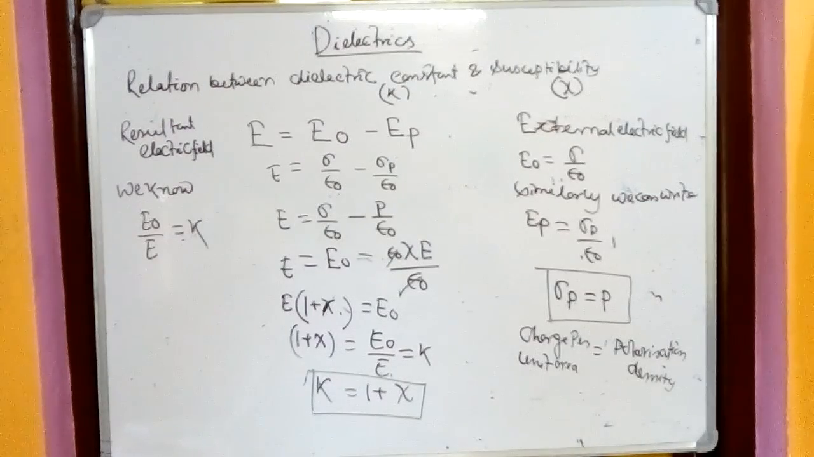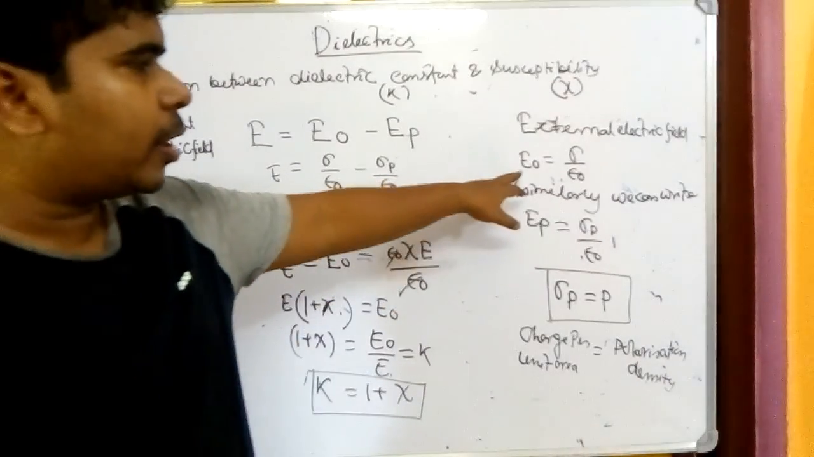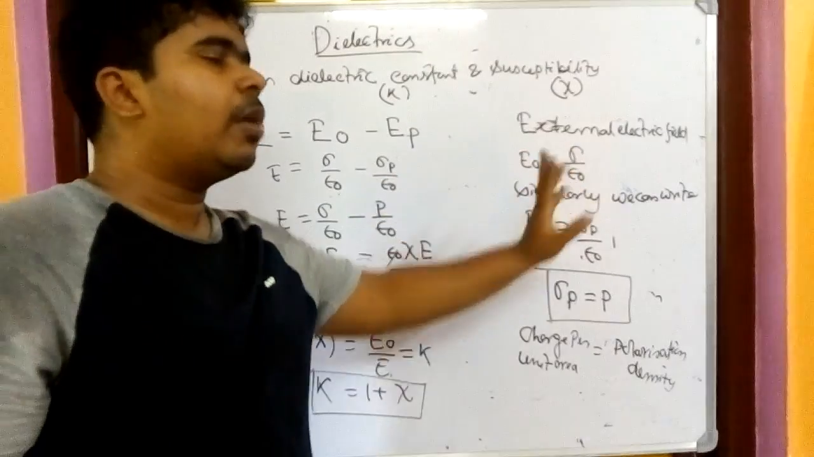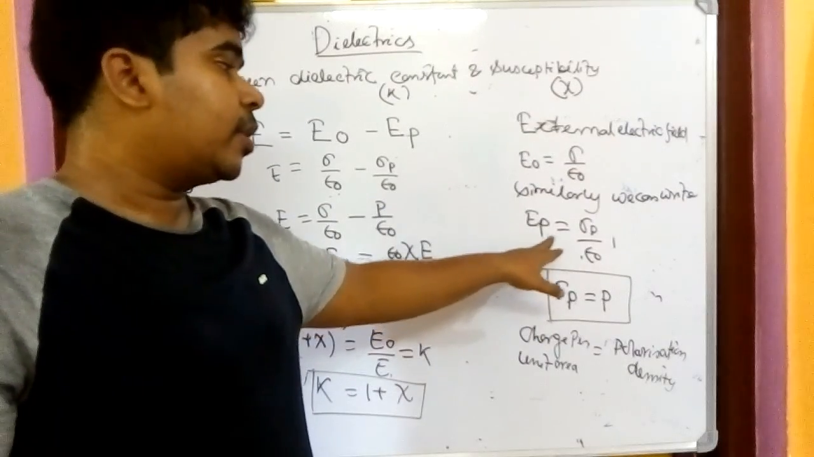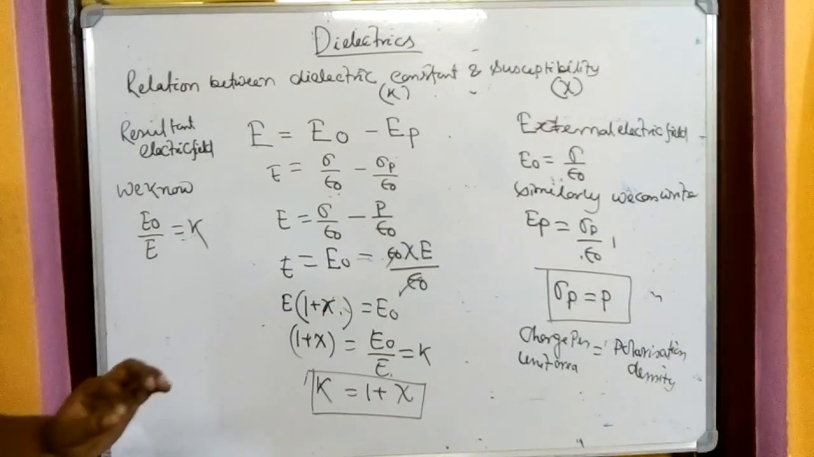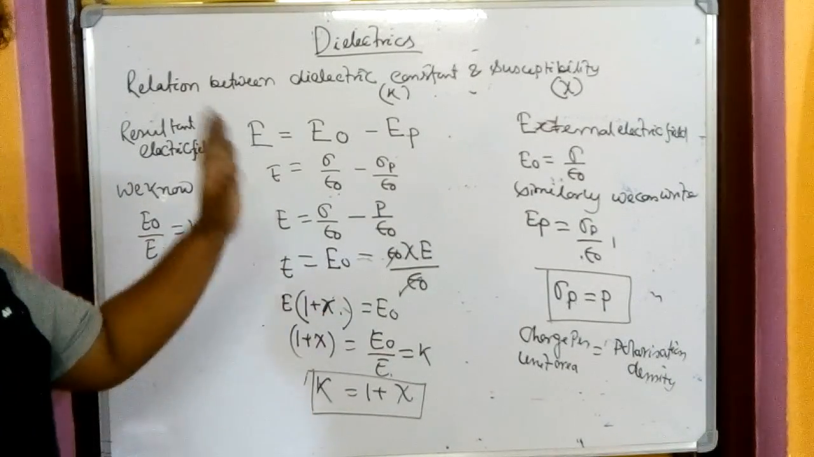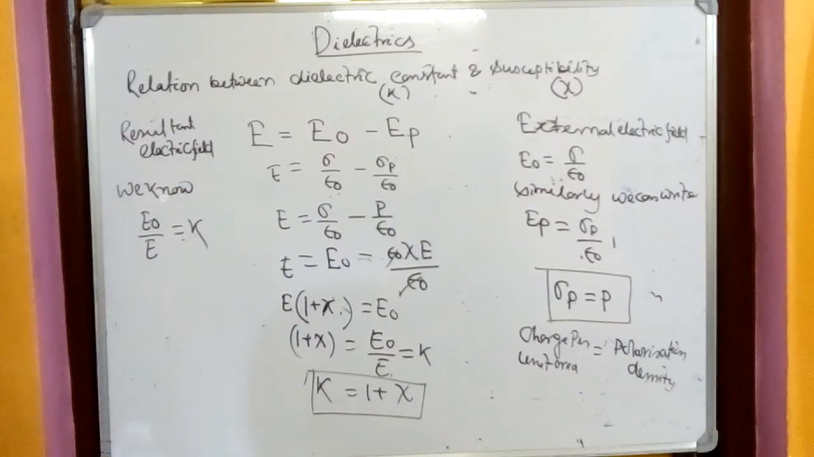Maybe this portion is a little bit difficult for you because I have taken it from the previous video. That's why I told you to see properly the videos I have sent. If you skip one video, then you cannot understand from where E naught equals sigma by epsilon naught. If you do not understand this step, it will be difficult to write EP equals sigma P by epsilon naught. So don't skip any portion. See the whole video and all the videos I have given, and then I think you can understand.